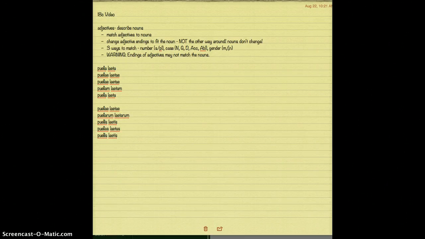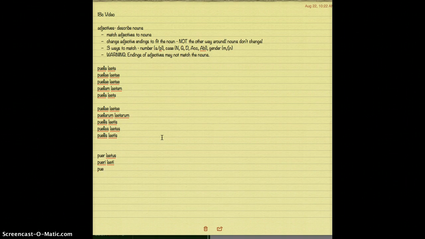Now let's look at a harder one. We're going to look at puer this time, but we're still going to look at laetus. Now notice that I had to switch it to laetus because the gender switched from feminine in puella up here to masculine down here with puer. So puer, laetus, and then we have pueri, laeti. So now they're matching in ending, but not always.